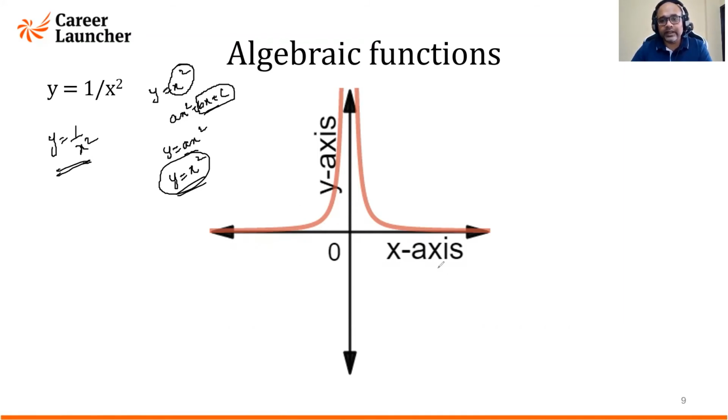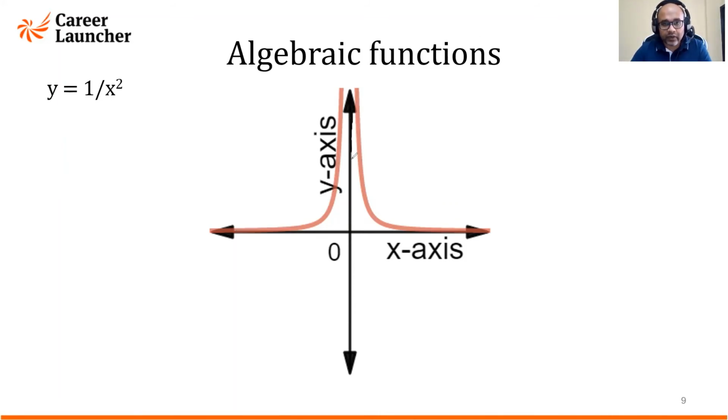If you can notice, it will never touch. Again, remember, this is never going to touch this line. It will never touch your x-axis, it will never touch your y-axis. In fact, there is a name given to such lines. A line which the graph will never touch, but it keeps going towards that line, is called an asymptote.